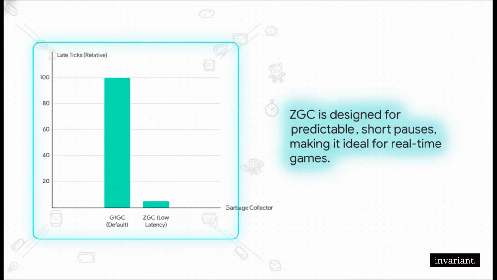So what about that other big problem, the garbage collector? Well, they solved it by swapping out Java's default collector, which is called G1GC, for a much more specialized one called ZGC, or the Z garbage collector. And this chart says it all. Look at the drop in the percentage of late ticks. ZGC is engineered for one thing above all else: incredibly short, predictable pause times, often under 10 milliseconds. And for a real-time game, that predictability is absolutely everything.